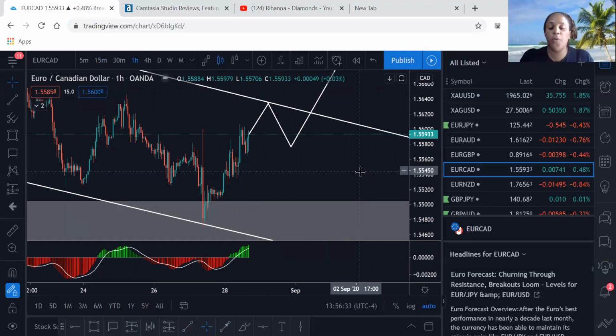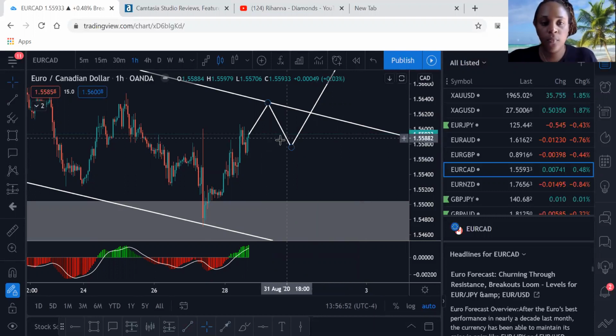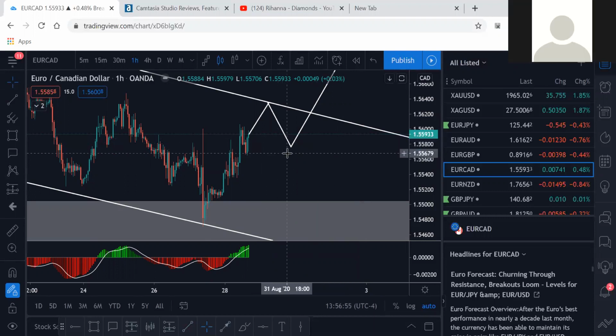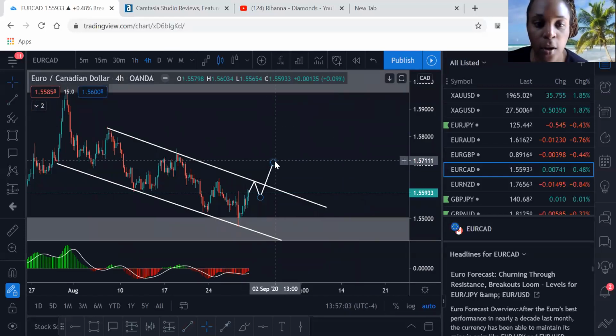What happens with a downward channel, Marcia? What happens with a downward channel? They're going to break out to the upside, retest and continue. Good. A downward channel breaks out to the upside. An upward channel breaks out to the downside. That's right. So we're looking for this to break out.